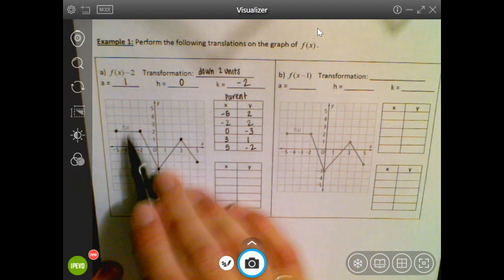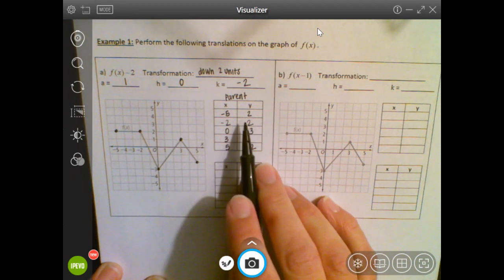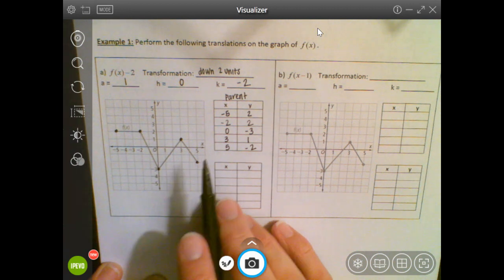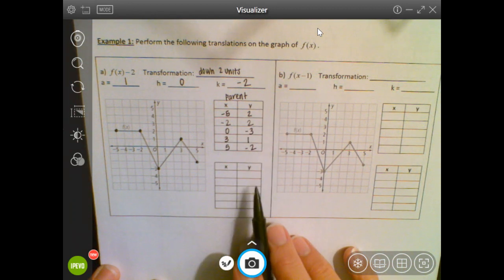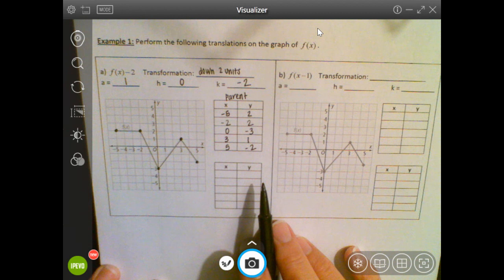So if the graph doesn't look like this, this isn't going to be your parent table of values. It's really going to depend on where your points are on the actual graph. But now that we know how to apply a's, h's, and k's to a parent table, that's basically what we're going to be doing down here to get our translated graph.